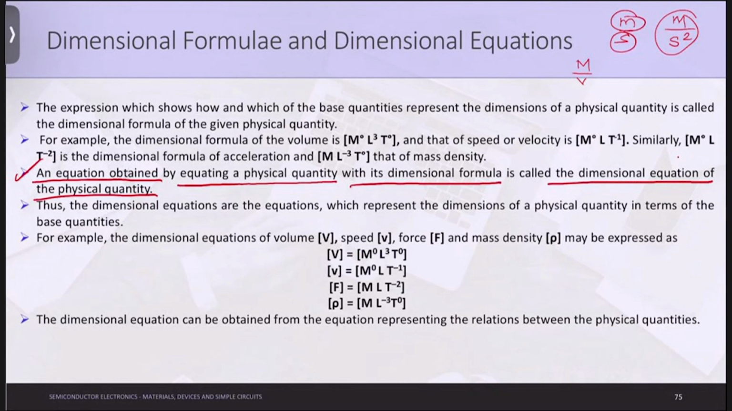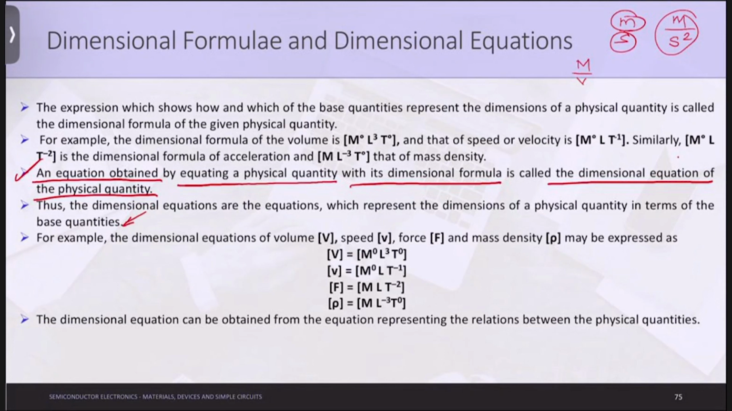Thus, the dimensional equations are the equations which represent the dimensions of a physical quantity in terms of the base quantities. There is no use of the values or magnitudes of those quantities, and there is no use of any derived quantities. We are only using base quantities here for our reference.